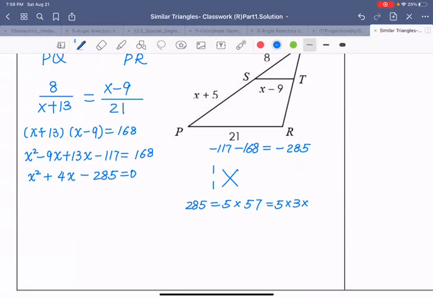57 is 3 times 19. Oh, sorry, right? Yeah, 19. Okay. So up to here, you put 19 here, you put 15 here.